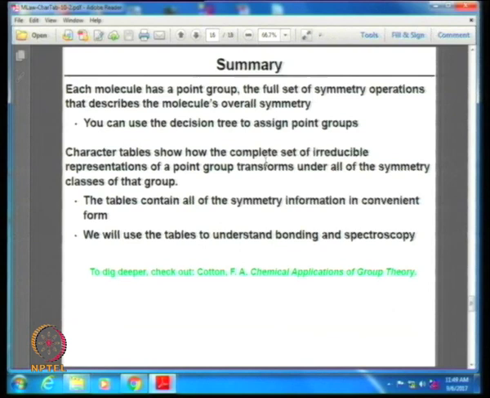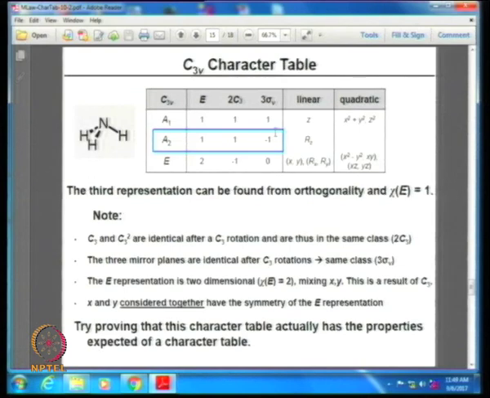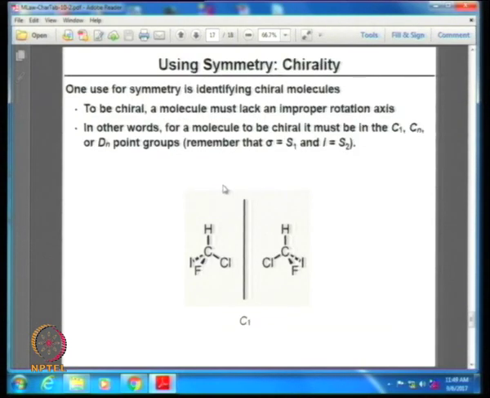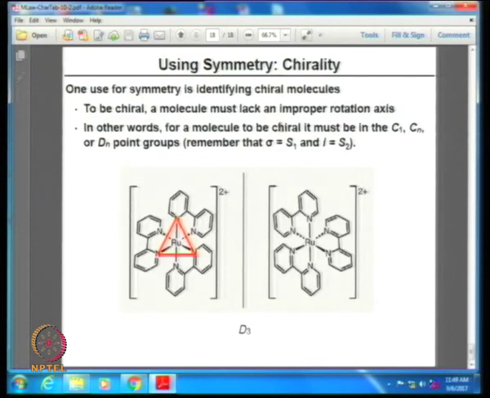So each molecule has a point group, and you can go down a decision tree. That tree is there in that Cotton's book. Okay, and the first part therefore is to identify character tables. Okay, so this is the end of this part, which is a quick and rough way of identifying and building up character tables.